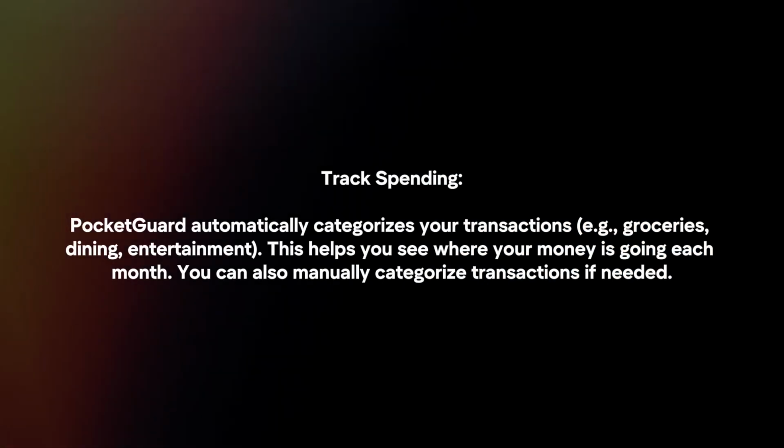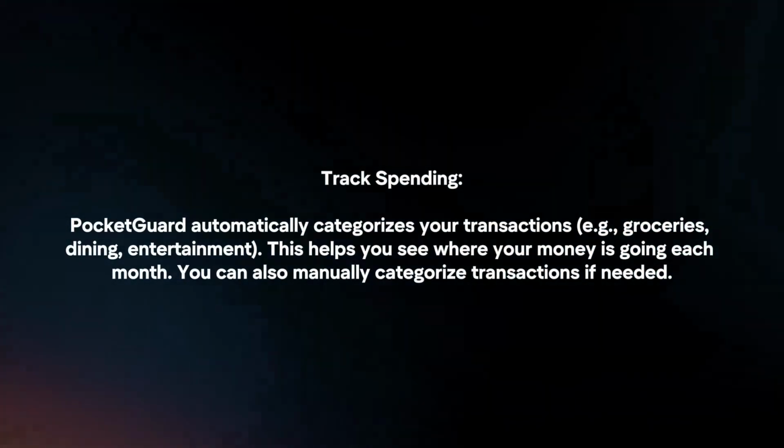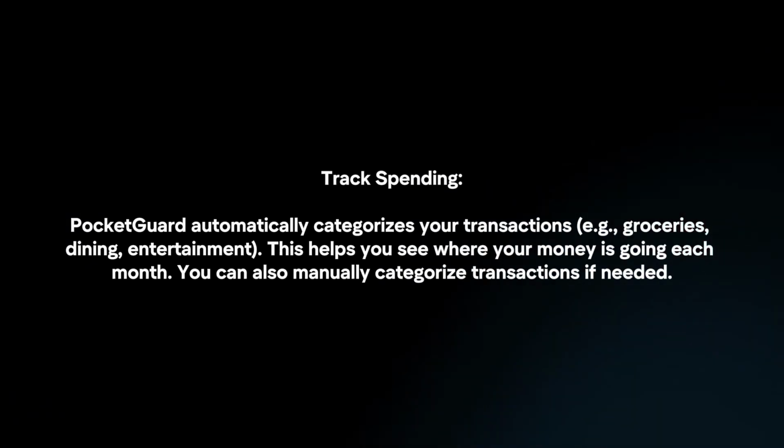Track spending. PocketGuard automatically categorizes your transactions. This helps you see where your money is going each month. You can also manually categorize transactions if needed.